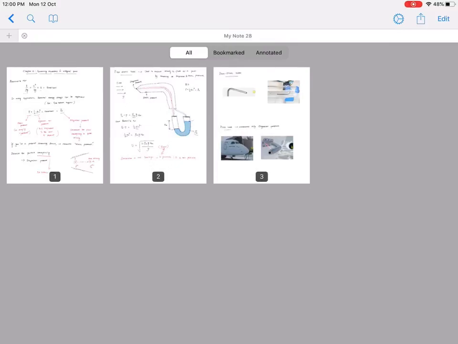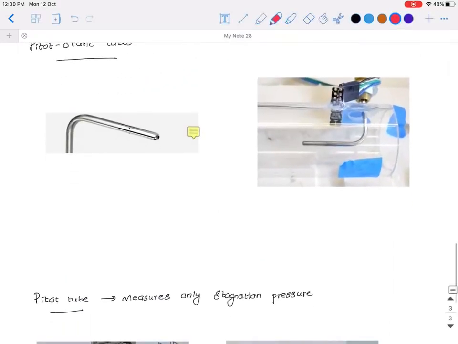Okay, great. So this is an actual picture of a pitot static tube. You can see the hole here. This is the hole used to measure stagnation pressure. This leg of the pitot static tube is aligned in the fluid flow in the direction of the flow, facing the flow direction.